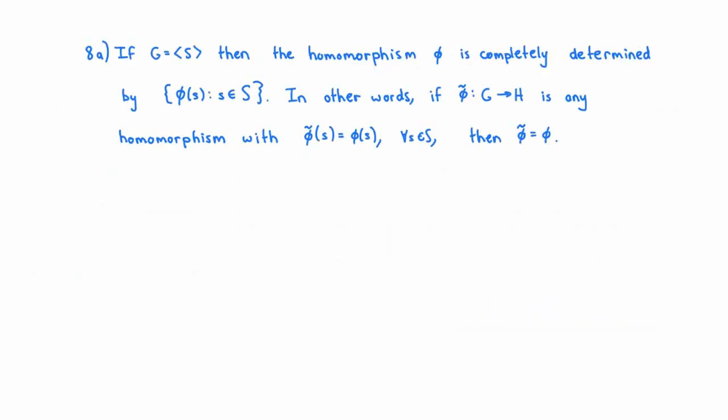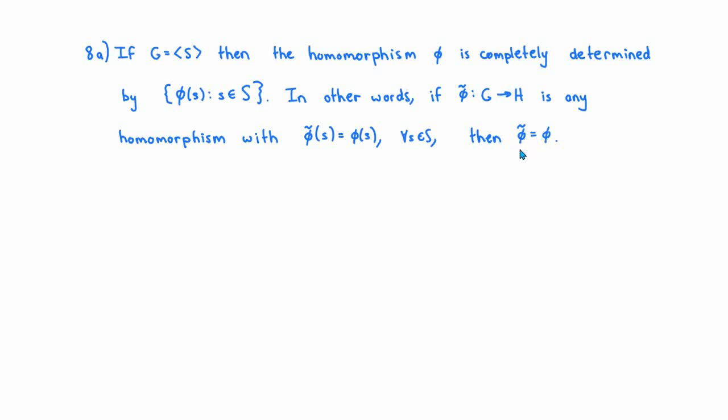Okay, well, in this video we're going to start by proving something which is really going to help us when we're trying to construct homomorphisms from a group G to a group H. This is property 8a, and what it says is that if your group G is generated by a set S, then any homomorphism from G to H is completely determined by the values that it takes at the elements of this generating set. What this means is that if you have any other homomorphism phi tilde from G to H, which agrees with the homomorphism phi at the points in the generating set, then it must also agree with phi everywhere else, so that the two homomorphisms must be the same.